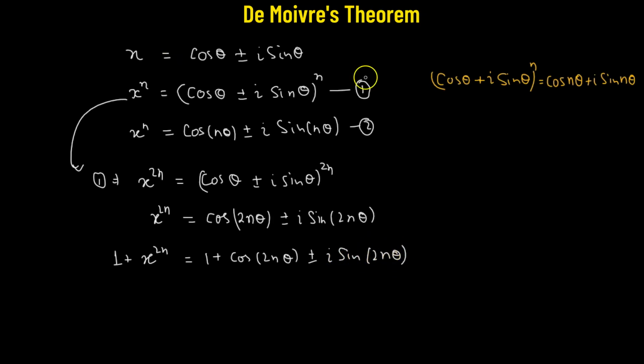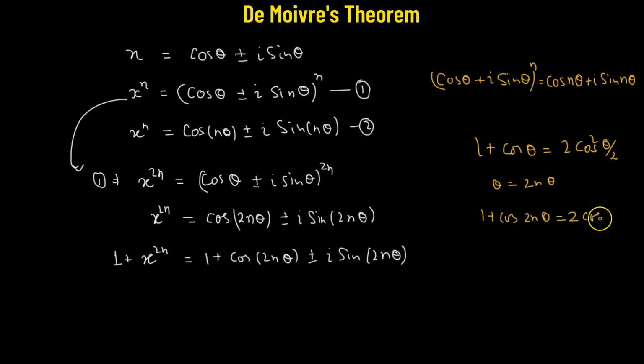Now we are going to use some trig identities. We know that 1 plus cosine of theta is equal to 2 times cosine squared of theta over 2. And if we substitute the value of theta with 2n theta, that means we'll have 1 plus cosine of 2n theta equal to 2 times cosine squared of 2n theta over 2. This will be simply n theta. Fine. And we have sine of 2n theta. When we expand this, this will be 2 times sine of n theta multiplied by cosine of n theta.